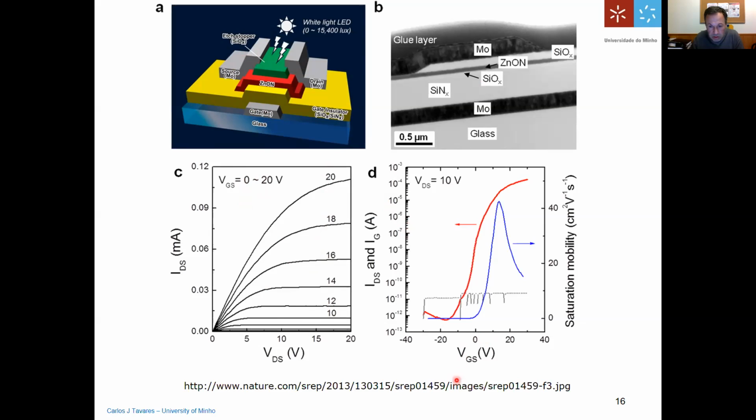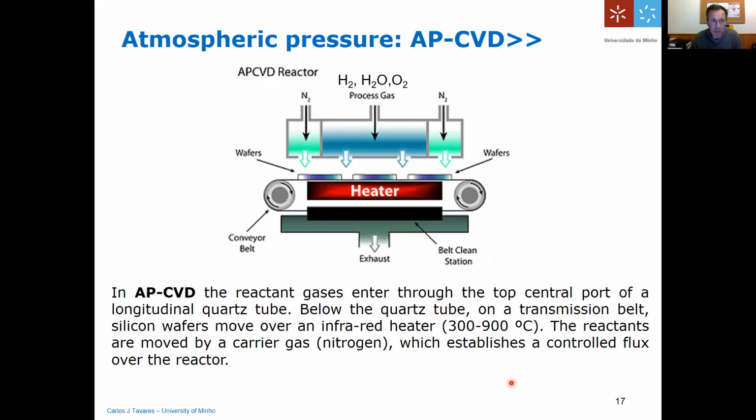So you can take a look afterwards at this paper if you'd like to see how you can produce this type of devices. Now let's see one of the first atmospheric pressure processes. It's AP-CVD, so atmospheric pressure CVD. You don't need vacuum, and normally you just use this to treat silicon wafers.